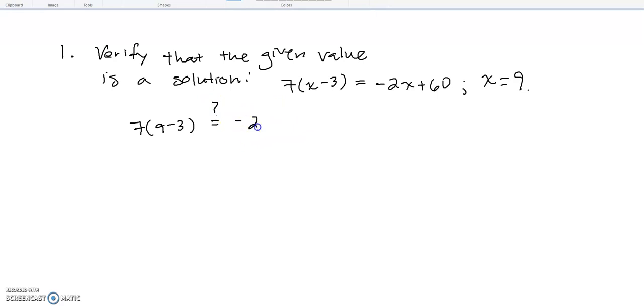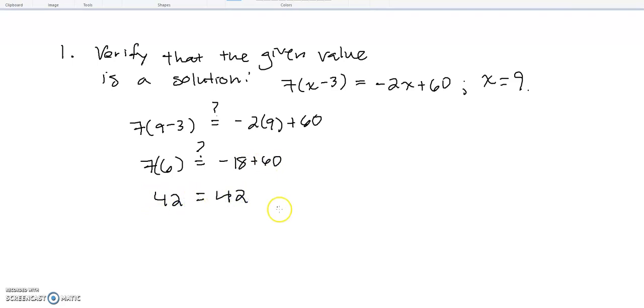So then we have negative 2 times 9 plus 60. On the left-hand side, we end up with 7 times 6. And we want to know, is that the same as negative 18 plus 60? Well, 7 times 6 is 42, and negative 18 plus 60 is also 42. So yes, that checks out. So 9 is a valid solution to the equation. All right, so let's move on to the next one.